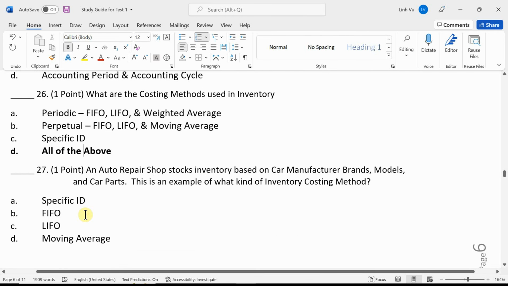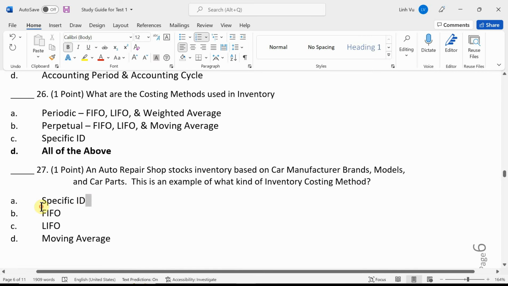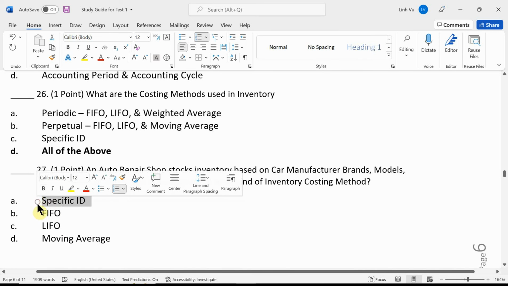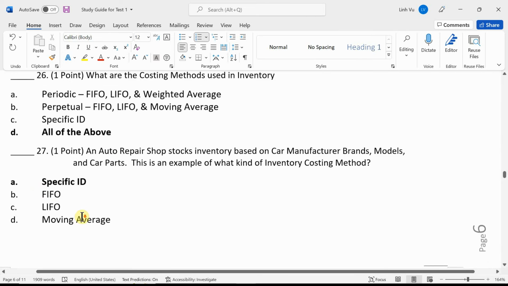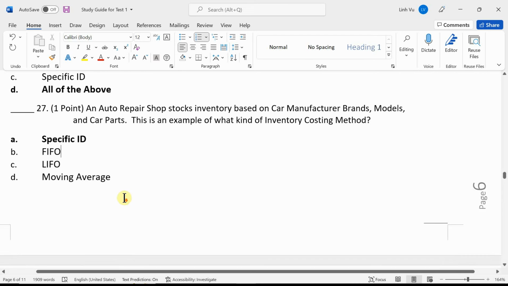An auto repair shop stocks inventory based on car manufacturer, brands, models, and car parts. This is an example of which kind of inventory costing method? Isn't that specific ID? Yeah, so I kind of gave you the answer for this one. Because it's looking for a specific serial number, which would be a great example of specific ID inventory, right?